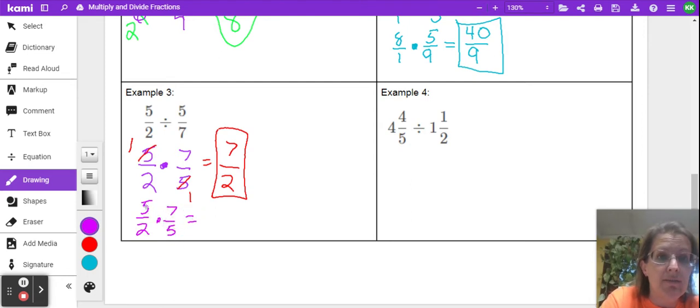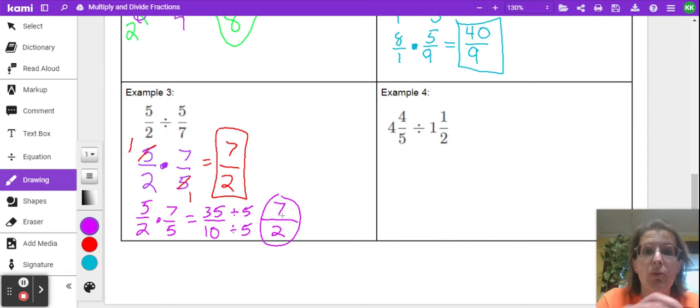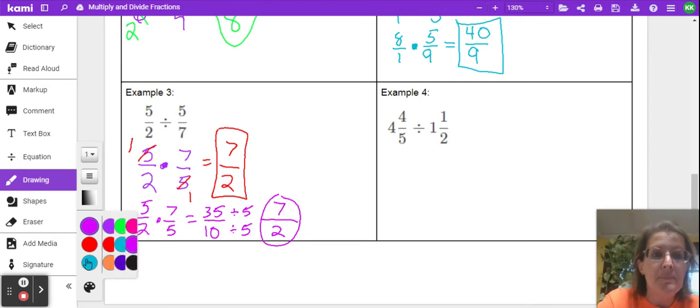So if we do that, 5 times 7 is 35, 2 times 5 is 10, so we would have gotten 35/10. And then when we simplify, 35 and 10 both have 5 as a common factor. So 35 divided by 5 is 7, and 10 divided by 5 is 2. Notice we would have still gotten the same exact answer, whether you cross simplified or you simplified at the end, it's the same. The only benefit of cross simplifying is that you deal with smaller numbers.